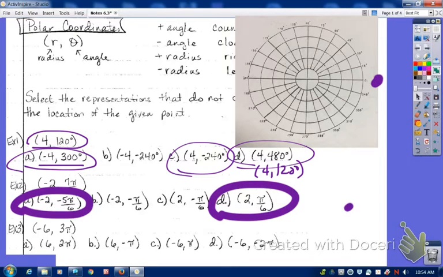Does that make sense? So if you go to the left 6 and you rotate counterclockwise 3 pi, that's where you end up.